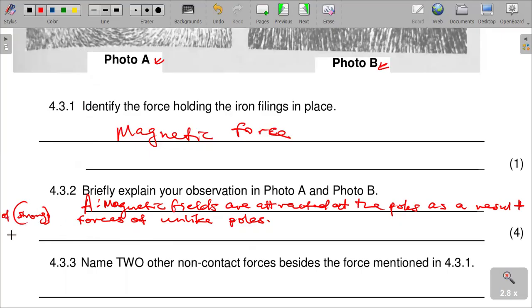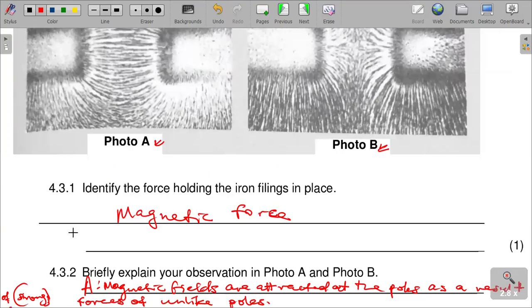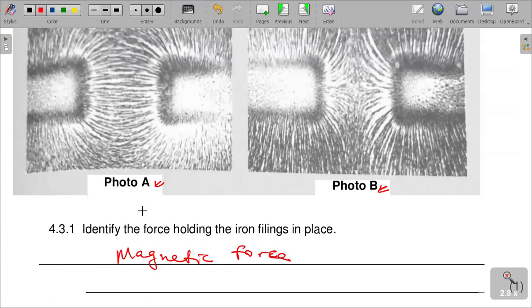And then we can say B. Let's talk about B. If you can look at B there, also photograph B. What is happening in photograph B again, we can understand that the magnetic fields repel each other at the poles as a result of what? Of weaker forces at the like poles. I'm sure that you can see the forces are repelling.